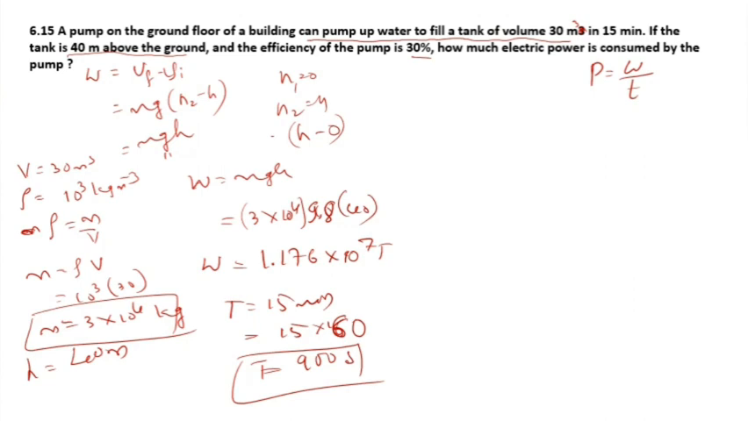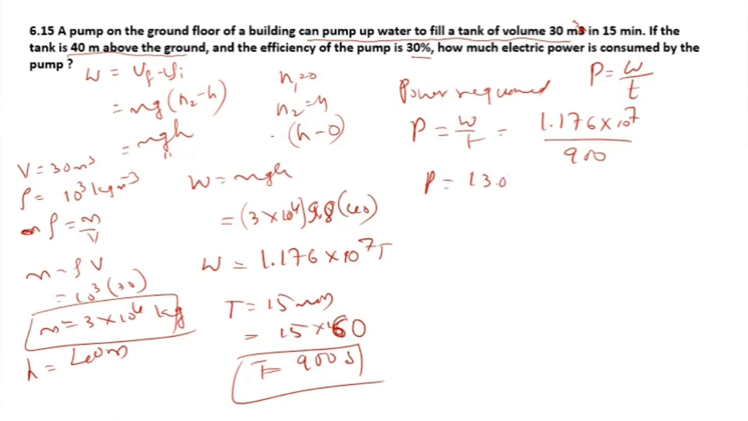So the power required, P, is equal to work done divided by time. Work done is 1.176 into 10 to the power 7 divided by the time, that is 900. So P is equal to 13.07 into 10 to the power 3 watt. So this is the power required to fill that tank within that time.